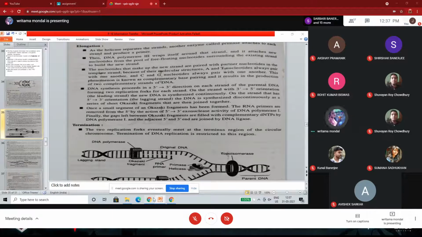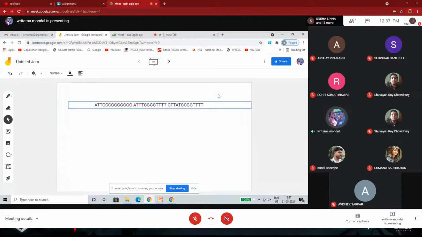This is also a small stretch of 5' to 3'. Suppose this is 5', this is 3', this is 5', this is 3'. These small stretches also have orientation. So these gaps are joined or sealed by DNA ligase. DNA ligase is like a sewing machine, it is sealing.